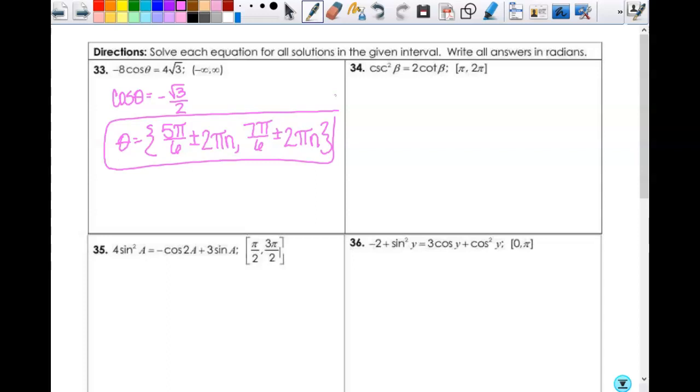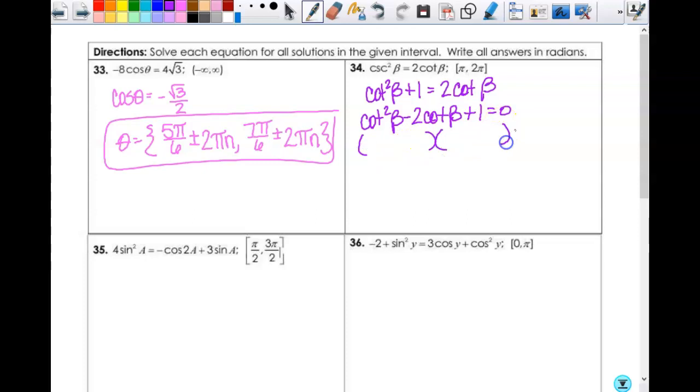Okay, so then 34. Got cosecant squared beta equals 2 cotangent beta. So remember, I either want them to be the same trig function or I need to be able to factor them away from each other. And I know that cosecant and cotangent are related in the Pythagorean identities. Cosecant squared can be changed to cotangent squared beta plus 1. That'll equal 2 cotangent beta. So then I set it equal to 0, and cotangent squared beta minus 2 cotangent beta plus 1 equals 0.